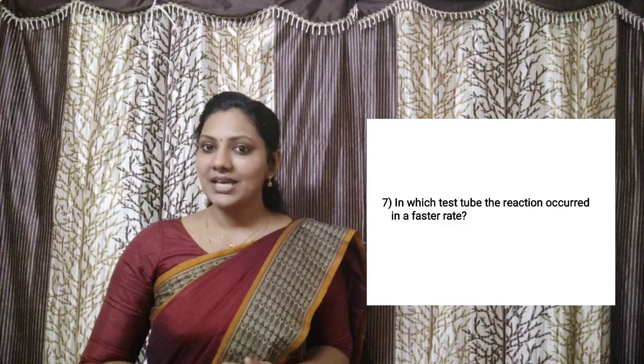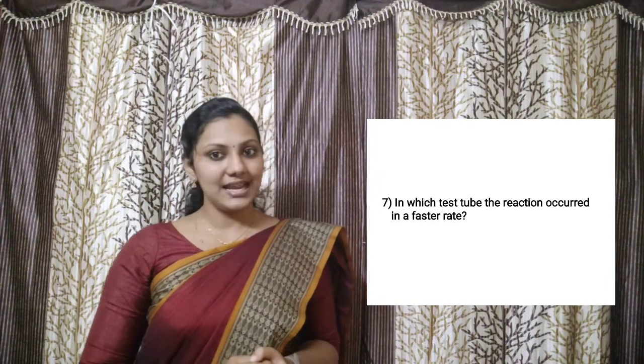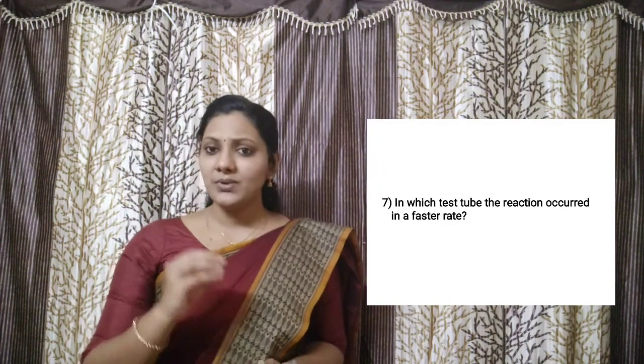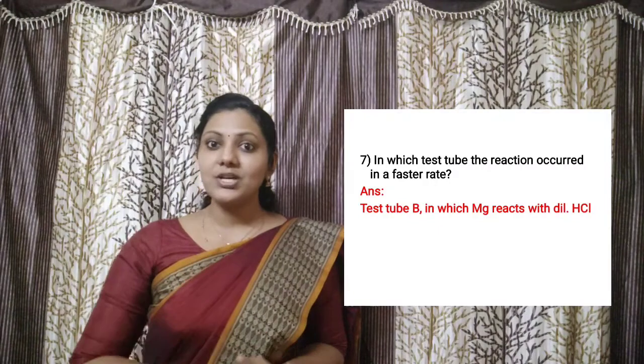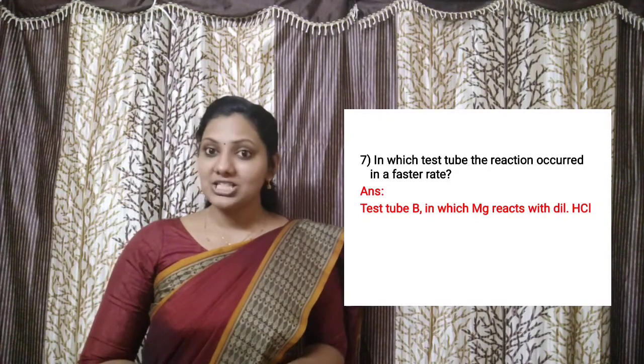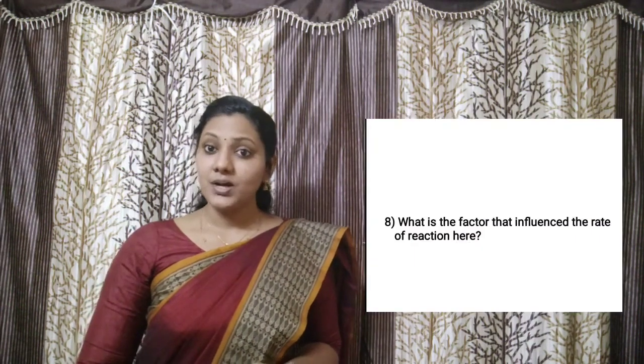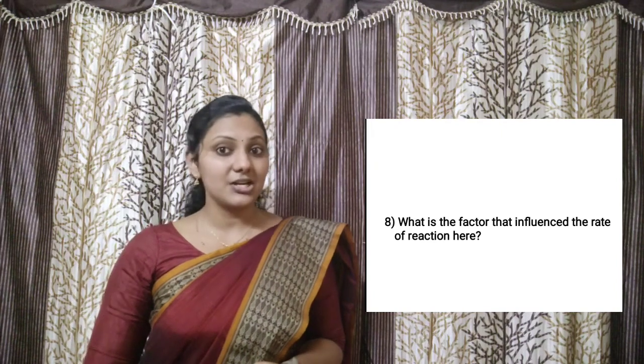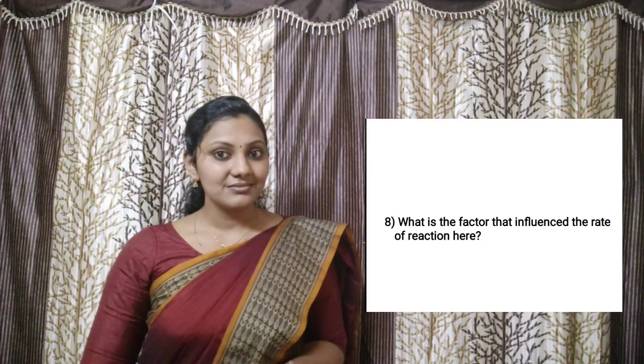In which test tube does the reaction take place at a faster rate? Okay, so in which test tube did you observe the reaction at a faster rate? Very good. The test tube in which we have taken magnesium and hydrochloric acid, isn't it? Okay, good. So, what is the factor that influences the rate of the reaction? Very good. The nature of the reactant used in this reaction, isn't it?